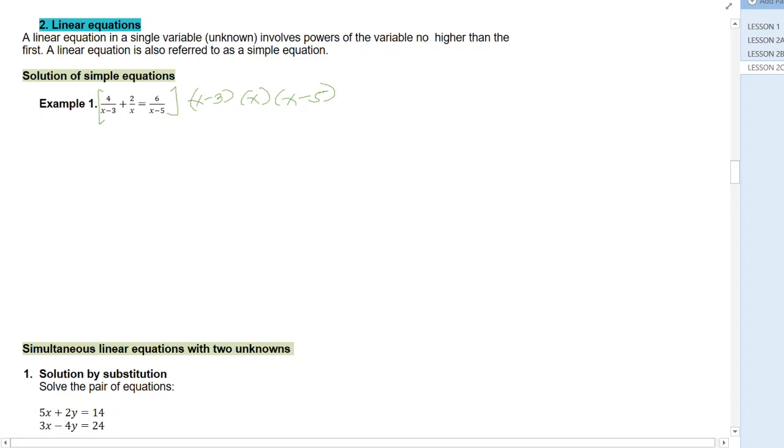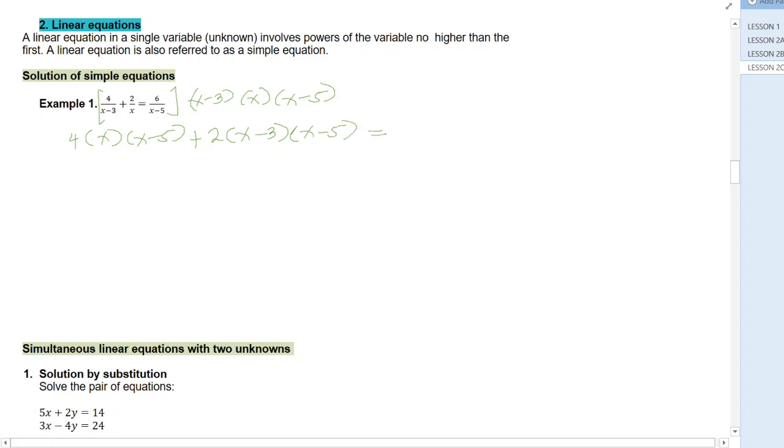Okay, so distributing that one, multiplying this one to the terms. Let us multiply this one to the first term, which is 4 divided by x minus 3. What will remain here is x times x minus 5. So that is 4 multiplied by x times x minus 5. Okay, plus for this one, that is 2, and then multiply it here divided by x. What will remain there is x minus 3 multiplied by x minus 5.